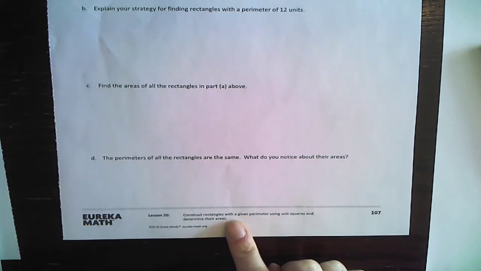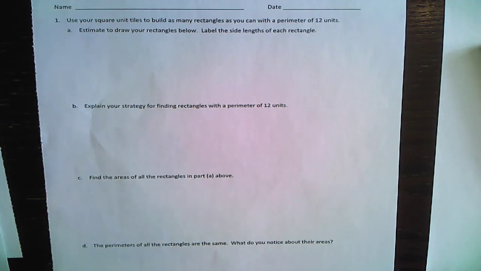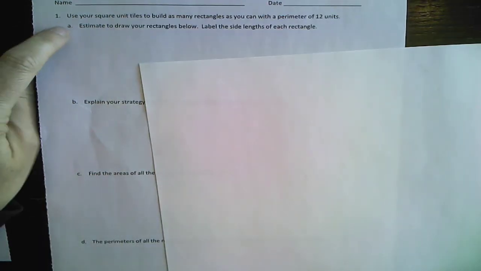Okay, let's read the bottom together, please. Construct rectangles with given perimeter using unit squares and determine their areas. Okay, so as you know, we do not have unit squares. So I just have a piece of paper. You can just use any scrap piece of paper. Use the back side of a paper you already used. But we're gonna work through this together just on scratch paper. Okay? So let's read the first one together.